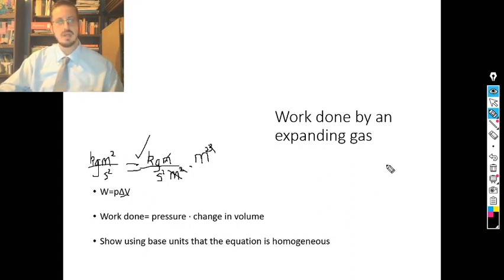So work has the same units as the product of pressure and change in volume. By showing that the units work, we don't really prove the validity of the equation, but if the units didn't work, it would disprove it.